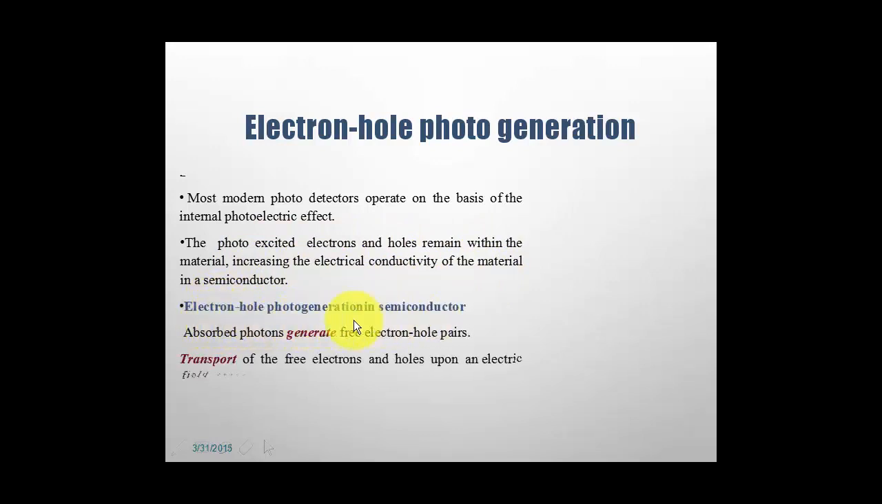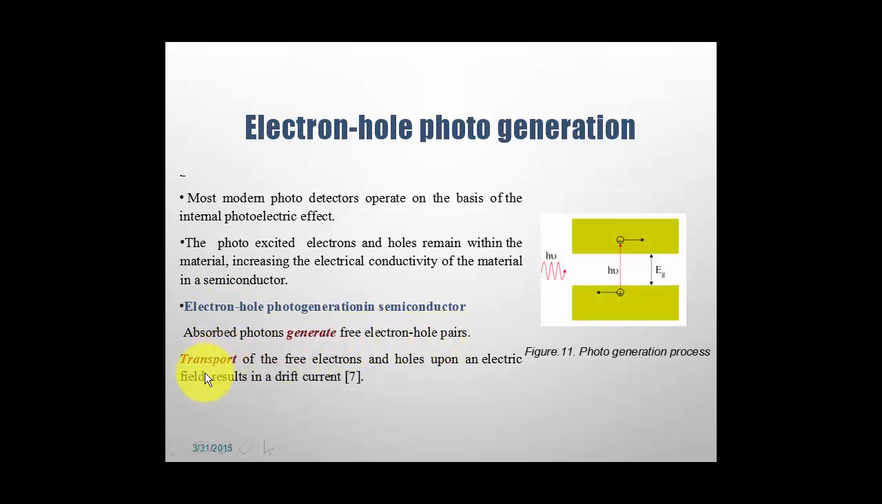Electron-hole photo generation in the semiconductor. Absorbed photons generate free electron-hole pairs. Transport of the free electrons and holes under an electric field results in a drift current. This one is the valence band, this one is the conduction band. Electrons move from here to the conduction band while leaving the hole behind.